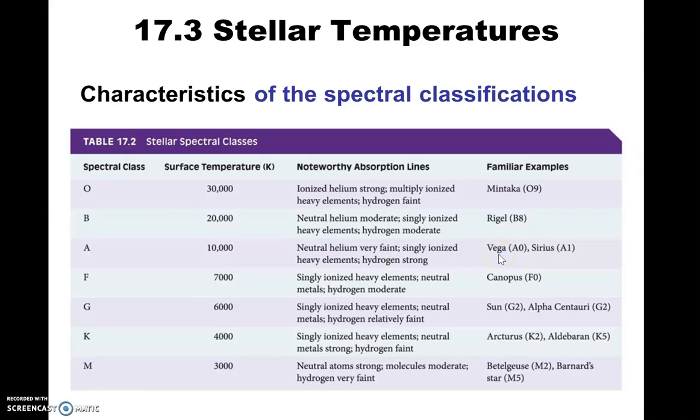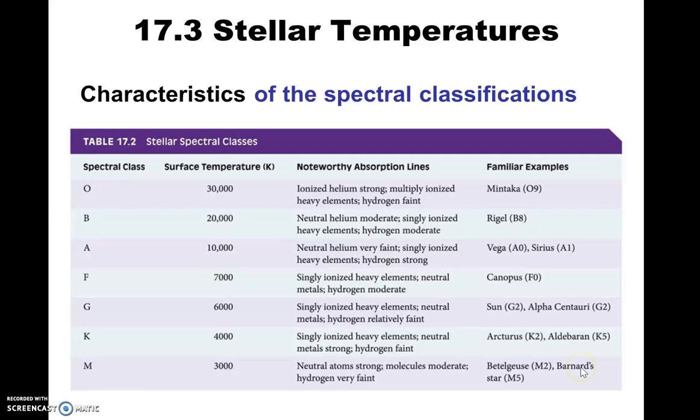Anyhow, Vega, of course, is an A-type star. Canopus is an F-type star. Canopus is actually one of the, besides the star Sirius, it's the second brightest star in the night sky. Notice the Sun and Alpha Centauri are both G-type stars. Arcturus and Aldebaran, which are very bright red stars in the night sky, are K stars.